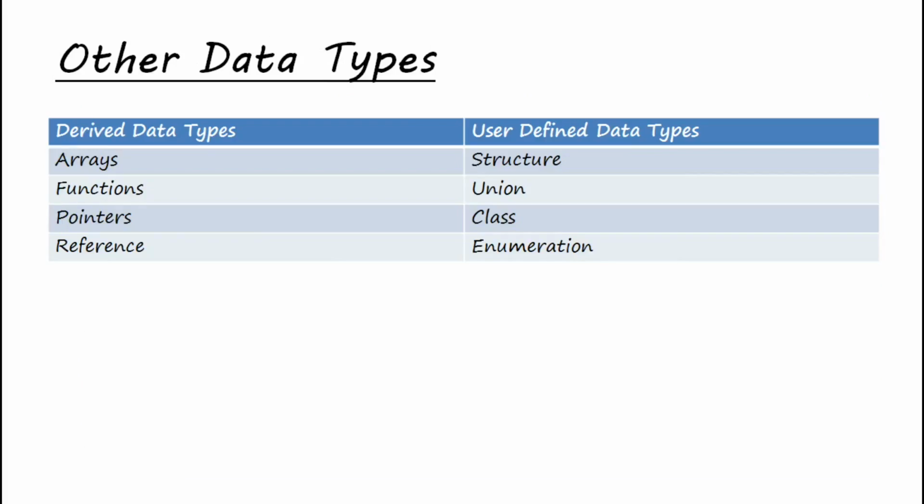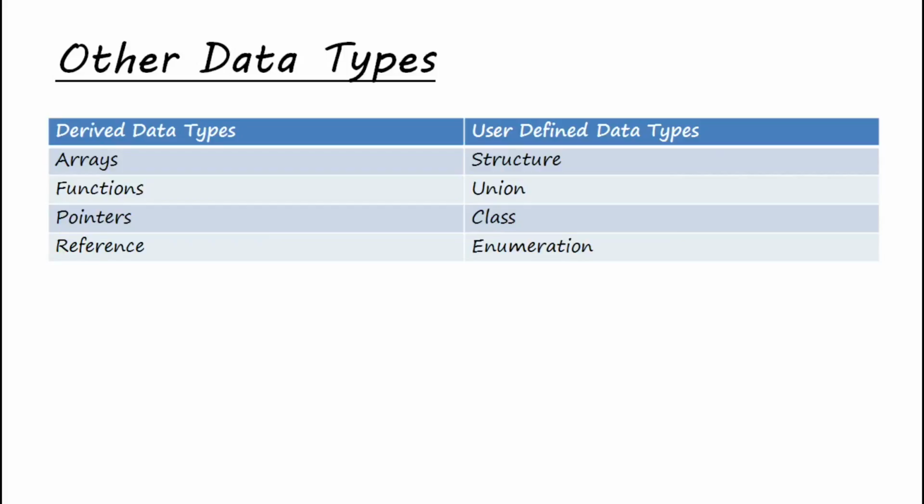Then there are some other data types, which are derived data types and user defined data types. We'll discuss more about these later on, but just to name them, there are various derived data types like arrays, functions, pointers, and references, and there are many other user defined data types too: structures, unions, classes, and enumeration. Now, we just talked about the sizes and ranges of data types, but the size and range of data types are dependent upon the computer you are using and the compiler you are using.